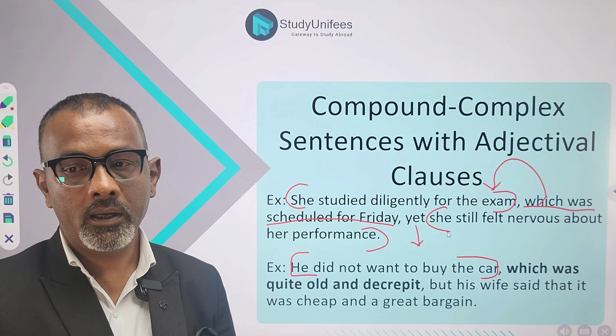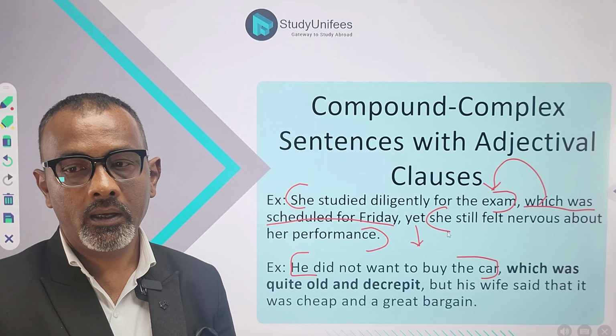Now, once you have constructed the compound element, think about the complex element. Either add an adverbial to it or add an adjectival clause. To add an adverbial, start off with a subordinating conjunction. To add an adjectival, start off with a relative pronoun.